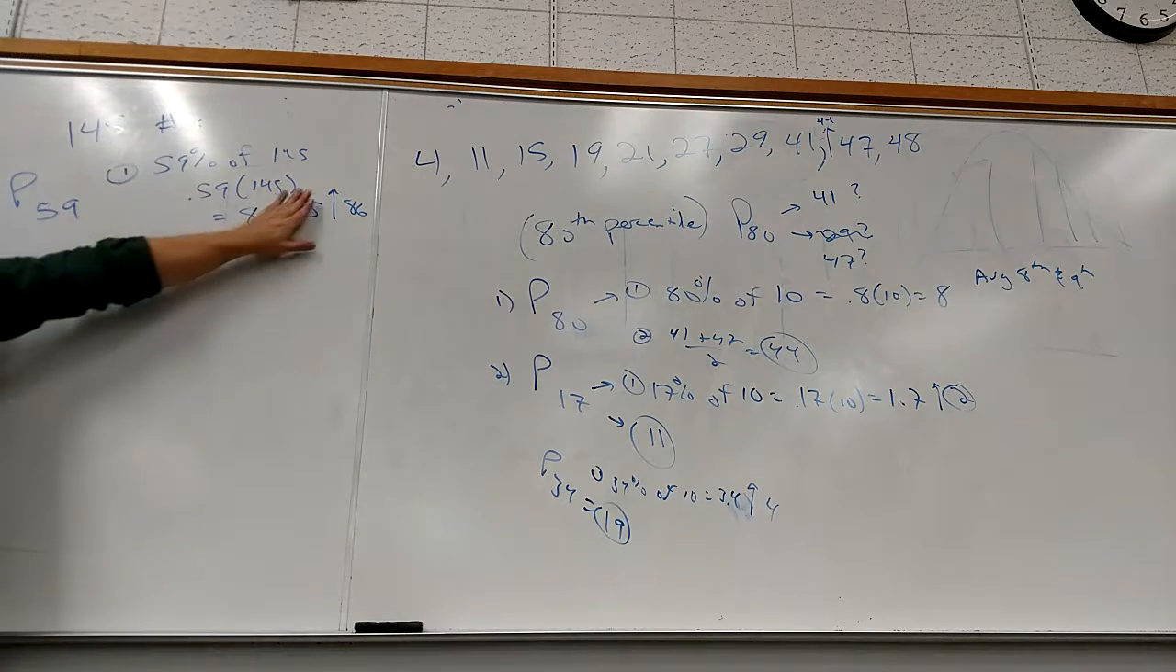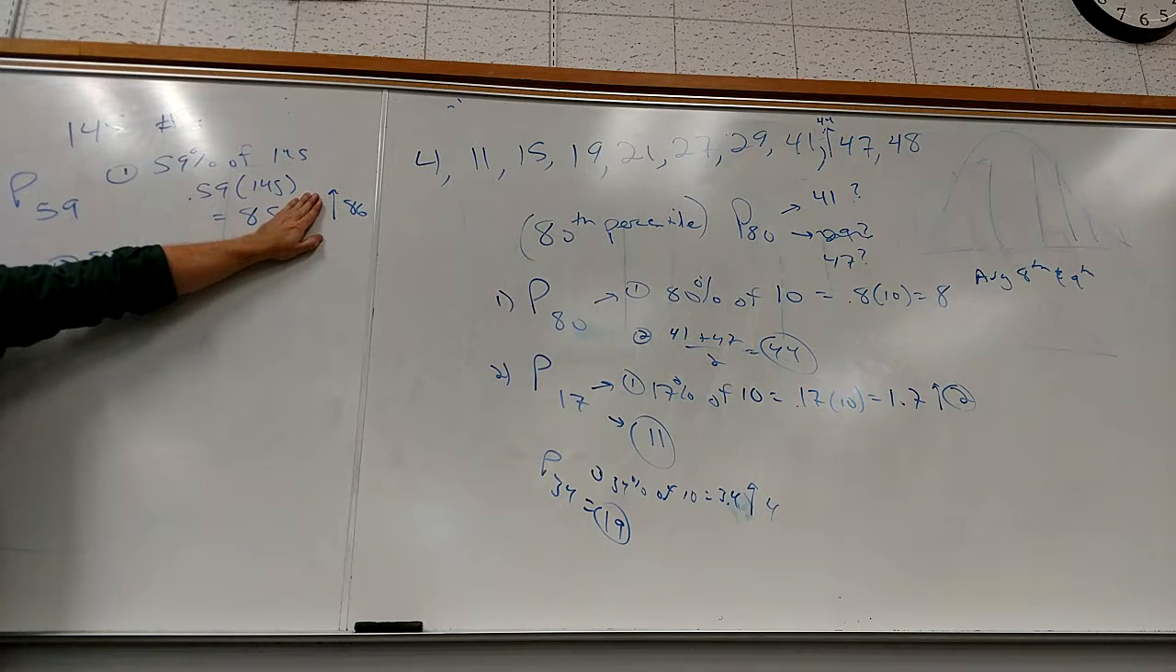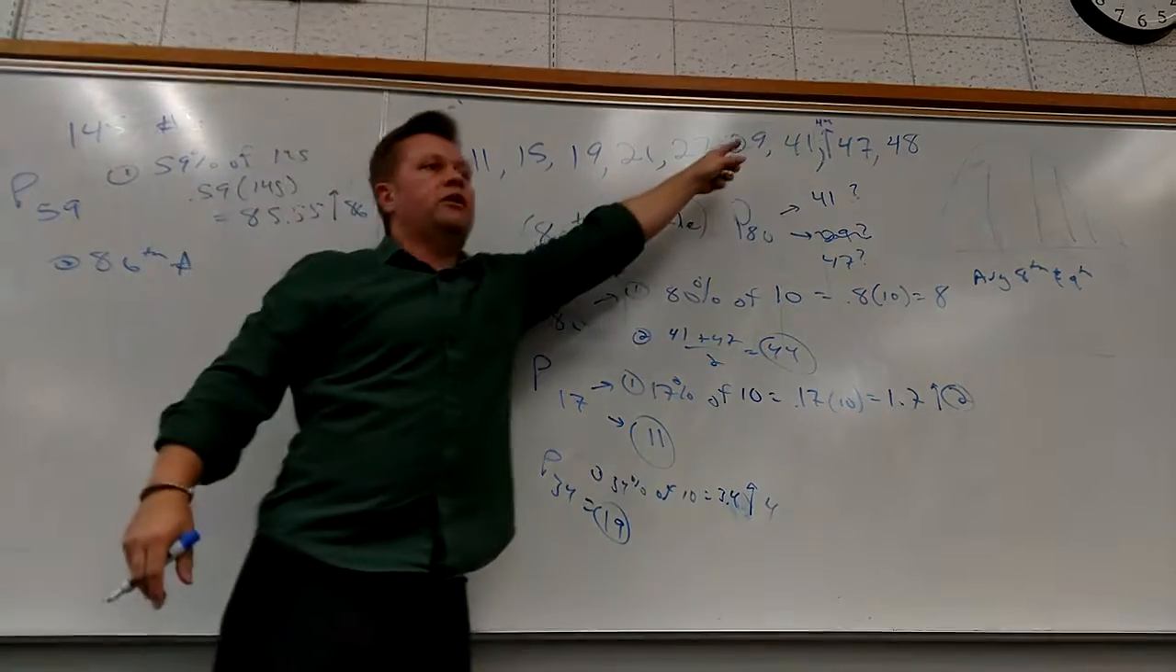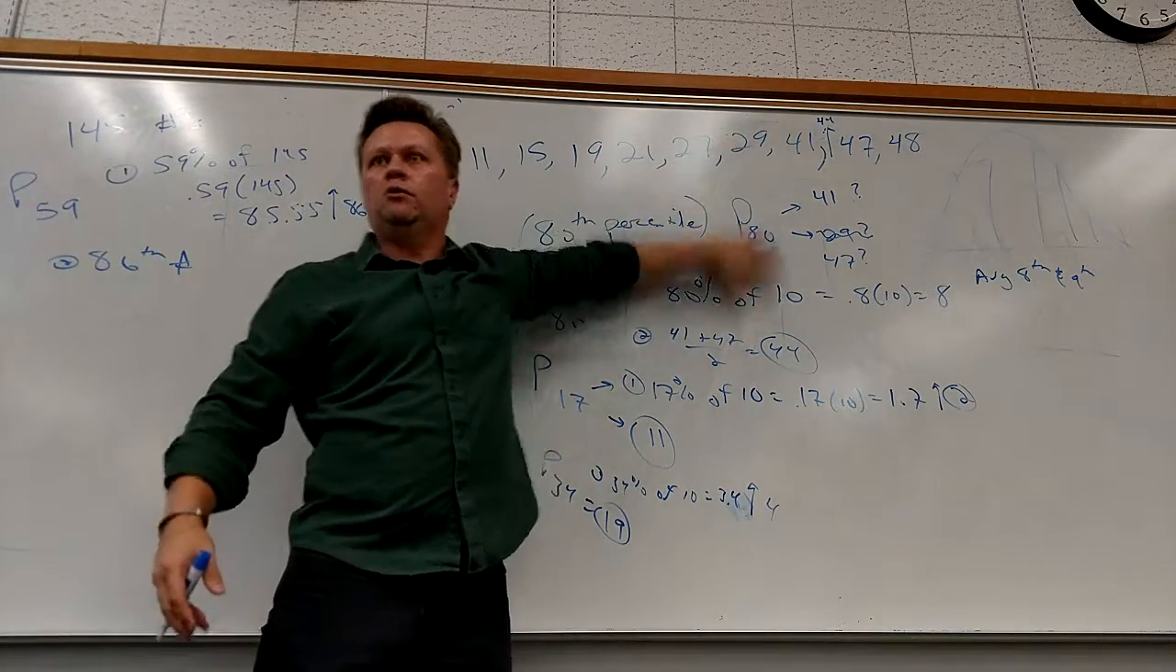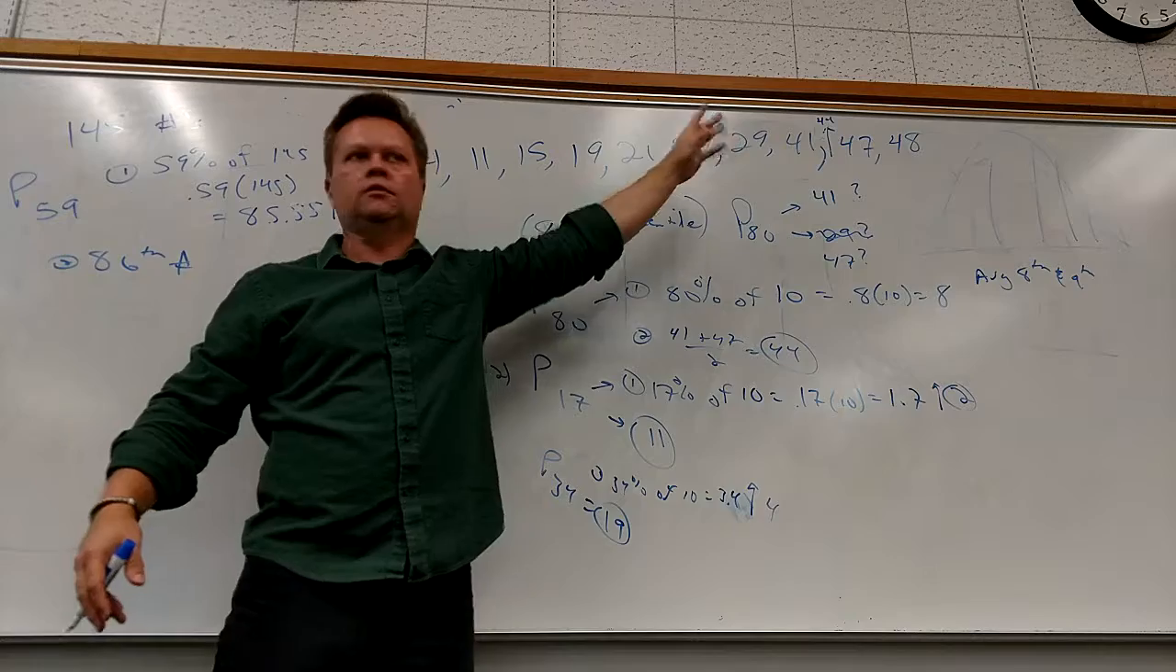If it would have come out to 85, what would you have done? Take the 85th number and the 86th number and average them together. Why do we do that? Because that's just what makes sense. We did it before you even knew any of this. We did it naturally.